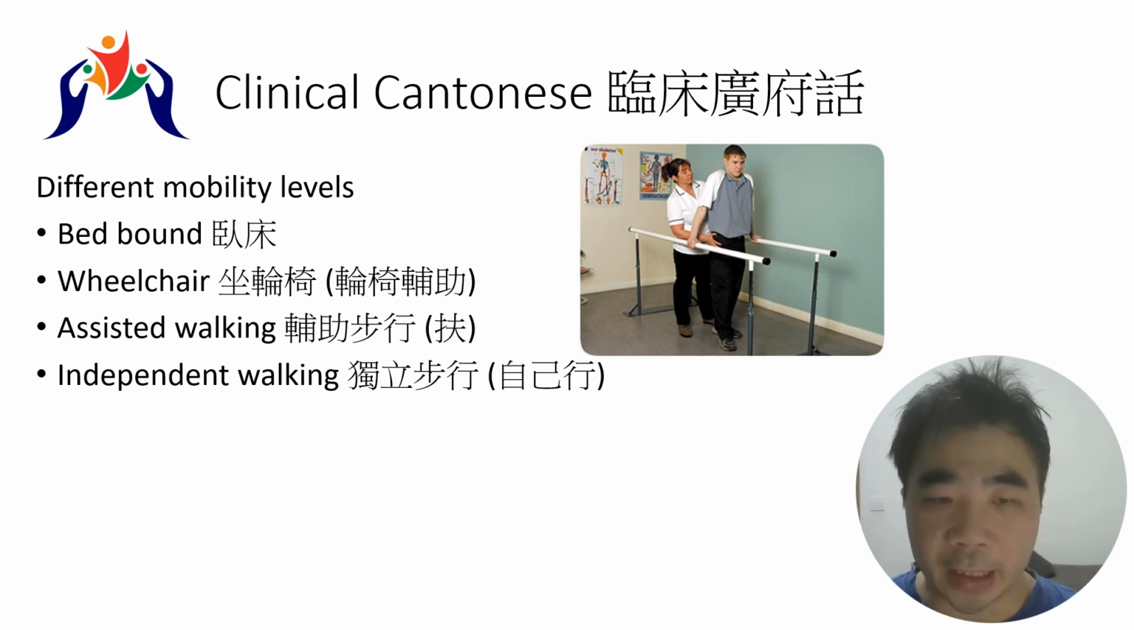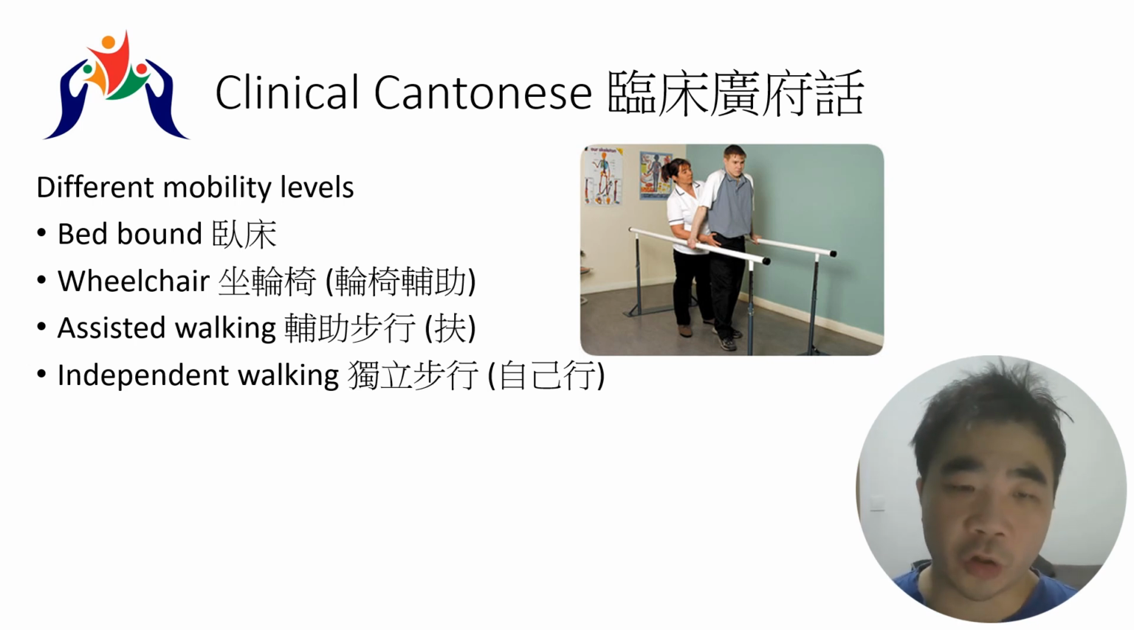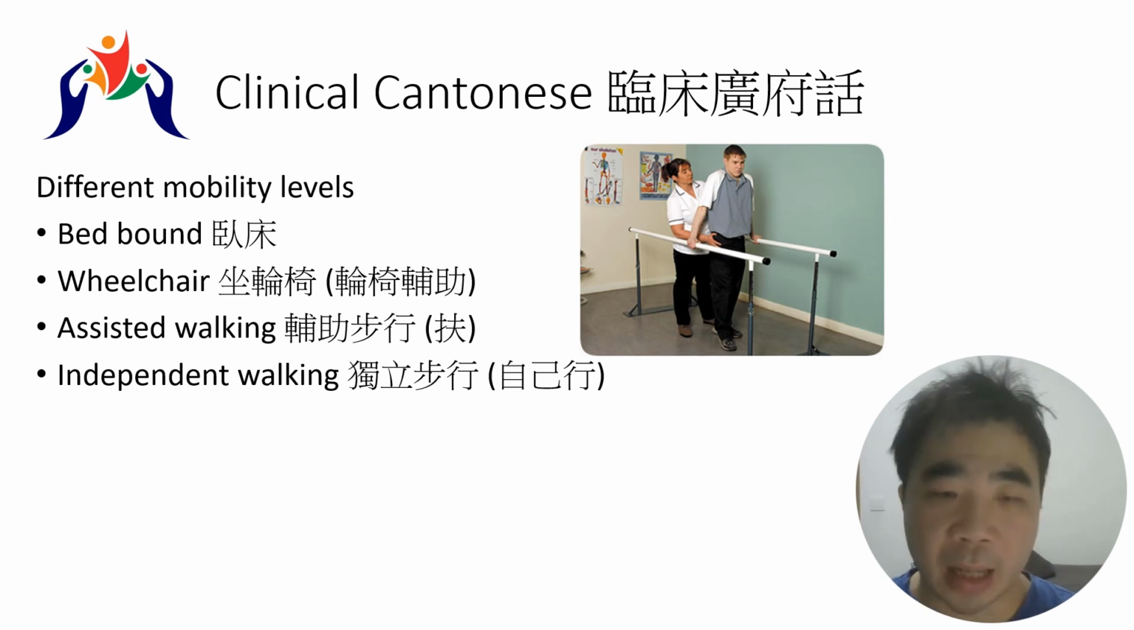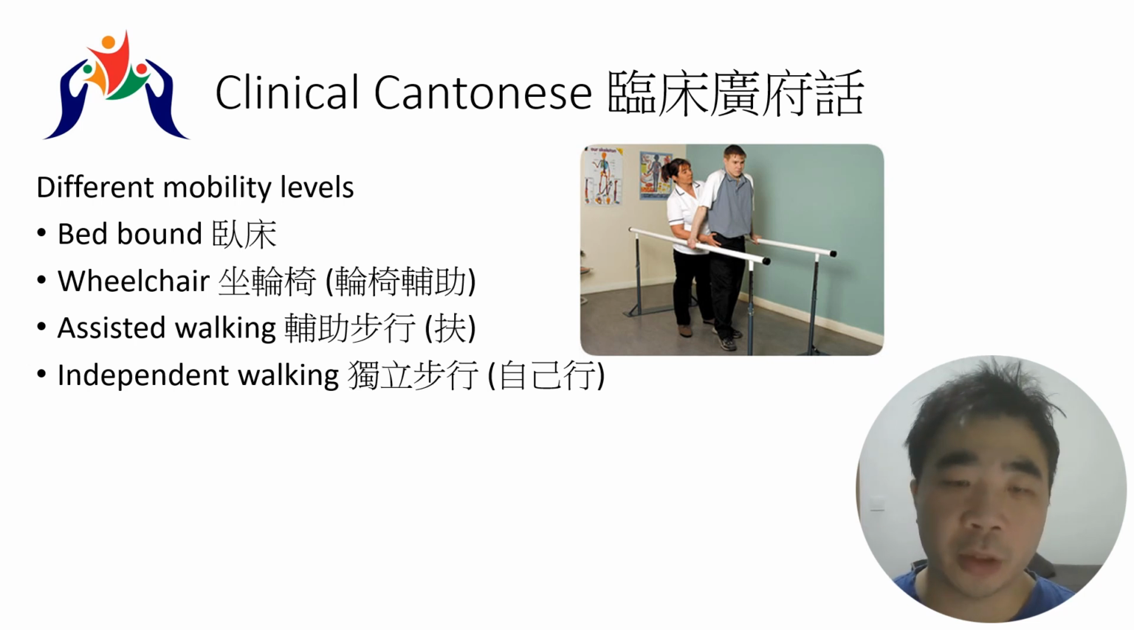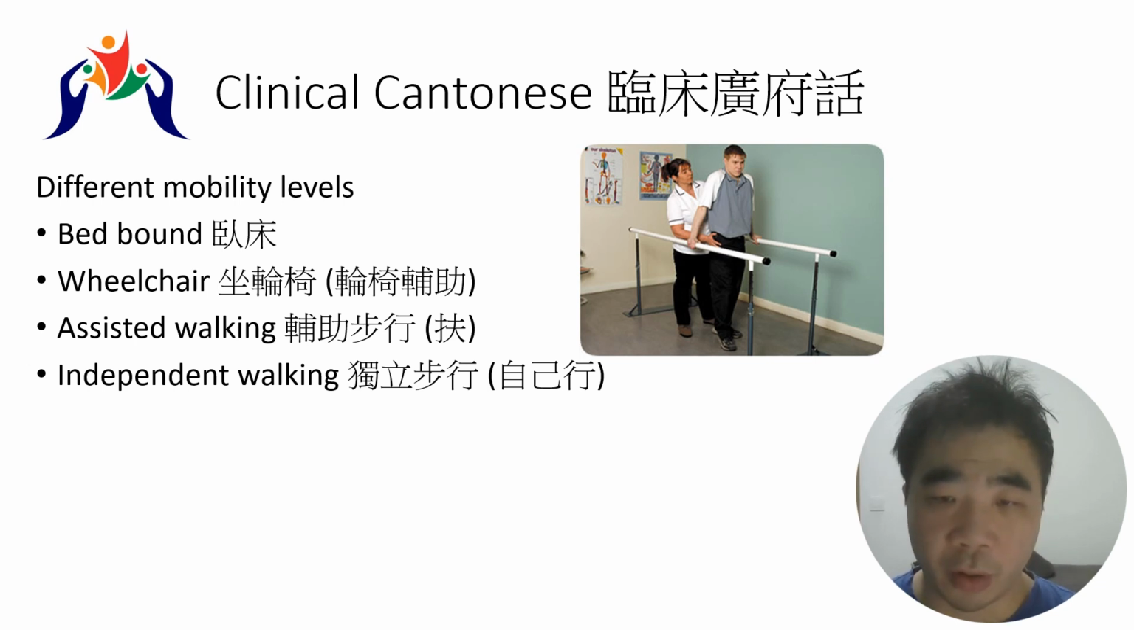Then if the trunk has some control, a little bit better than bed bound, they can be chair bound. They sit on wheelchair. In normal term, we call it 坐輪椅. In more official term, we call it 輪椅輔助.